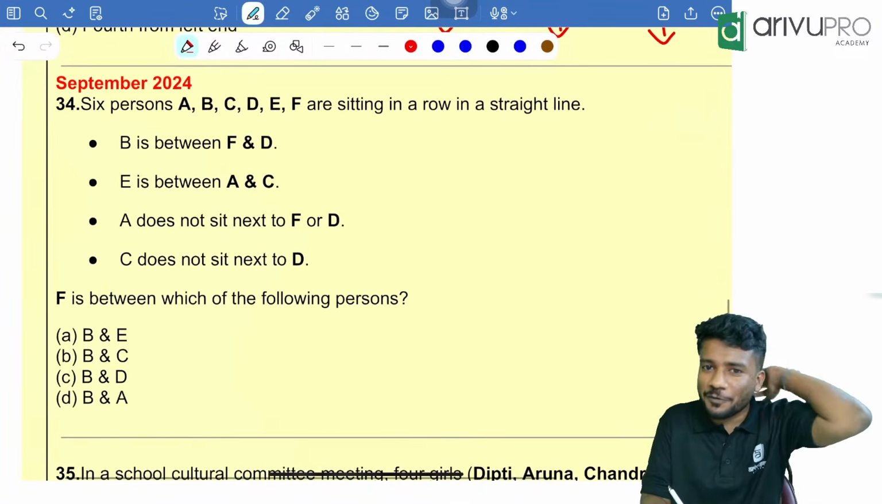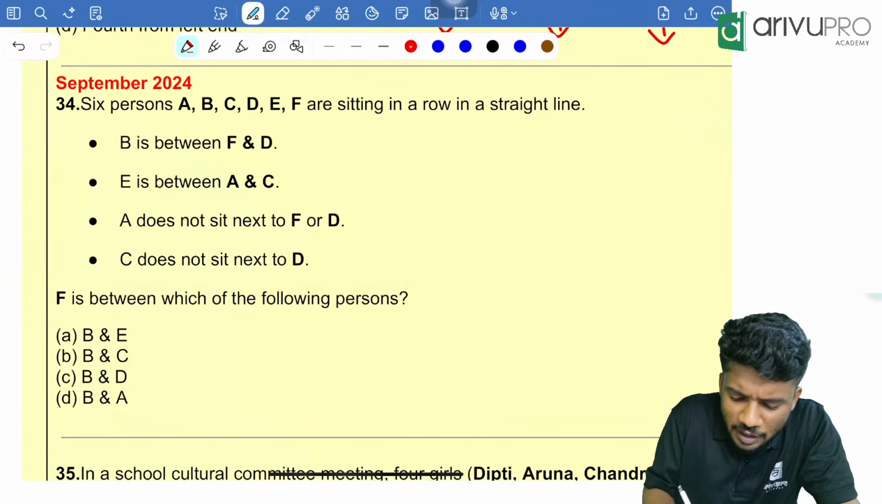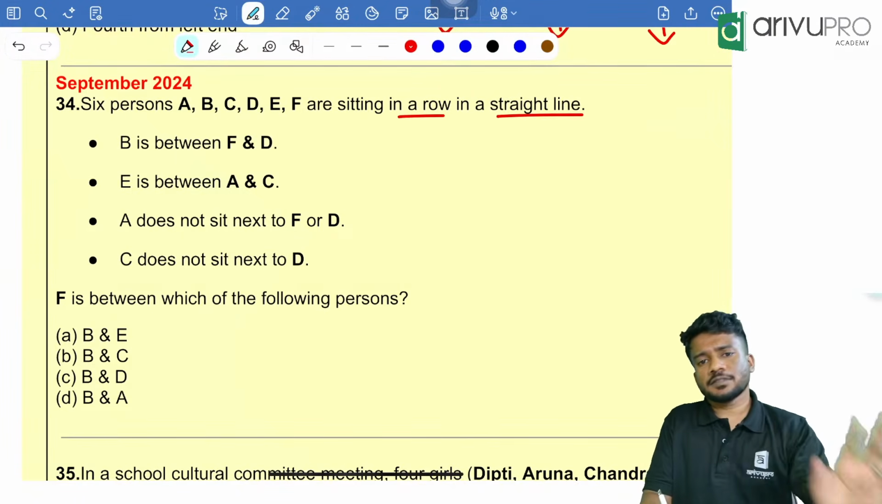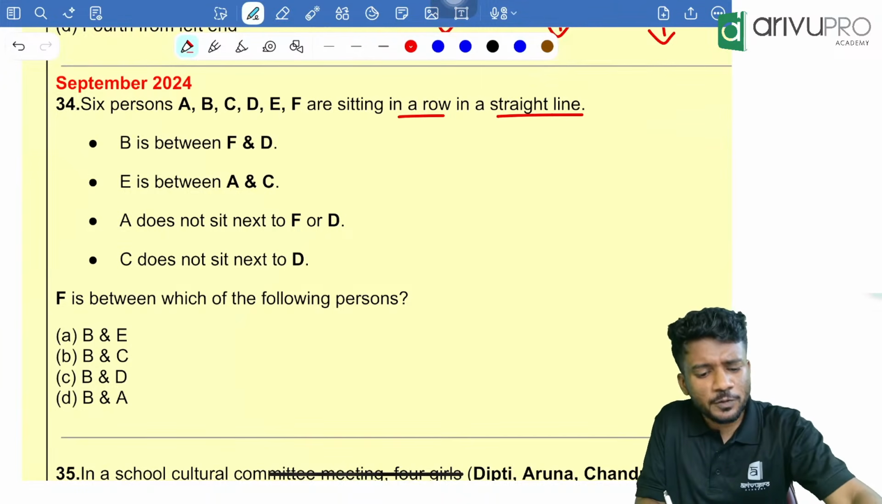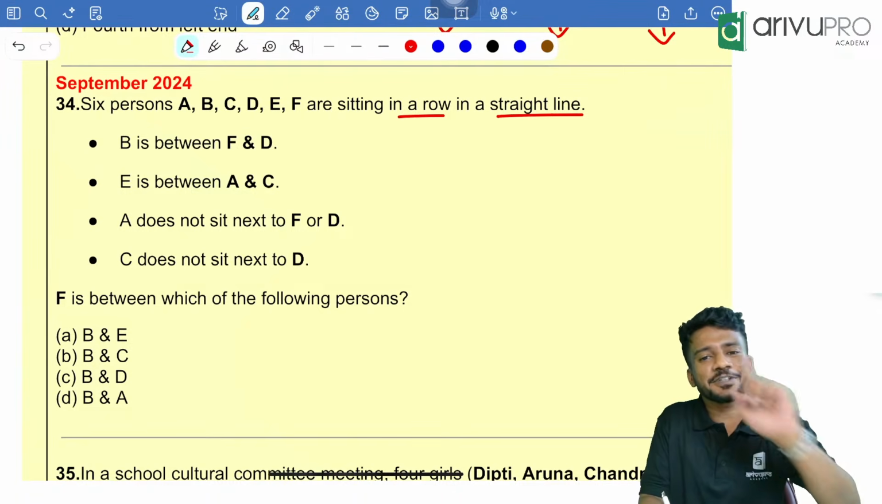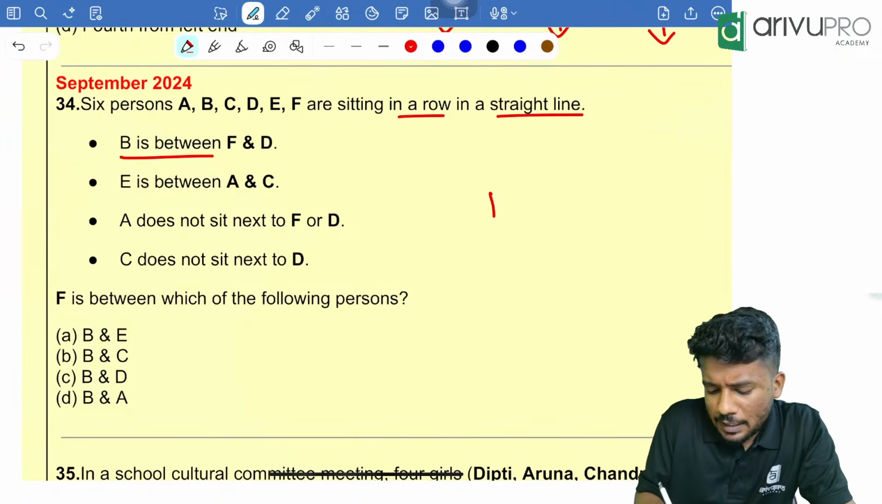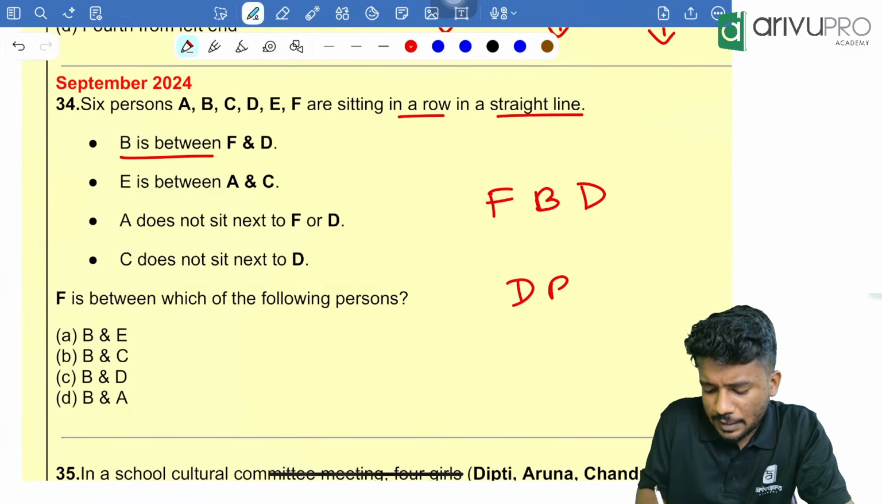September 2024 attempt. Six persons A, B, C, D, E, F are sitting in a row in a straight line. Since the direction is not given, we will assume they are looking towards the north direction. We will check. B is between F and D, or we will take it as D, B, F.